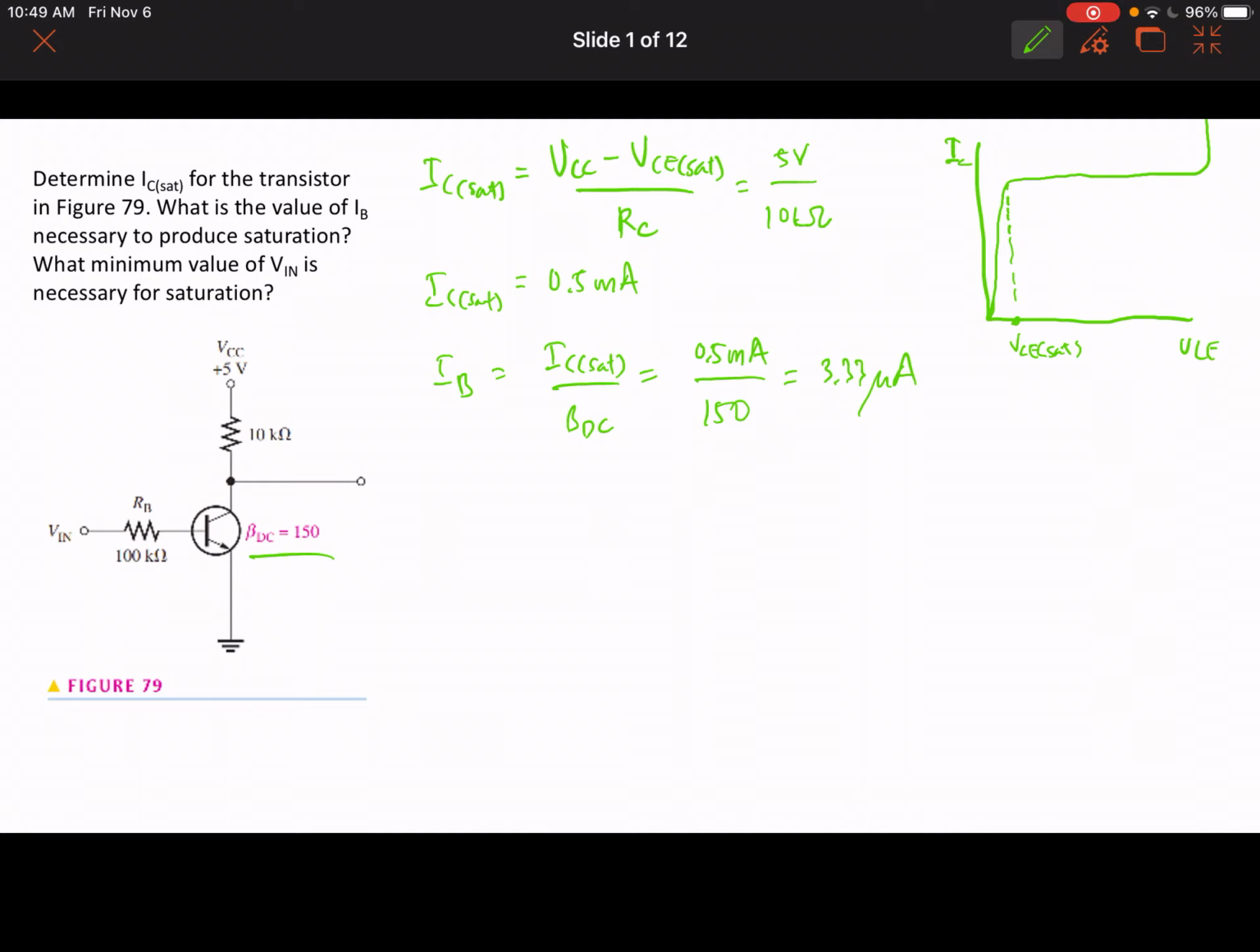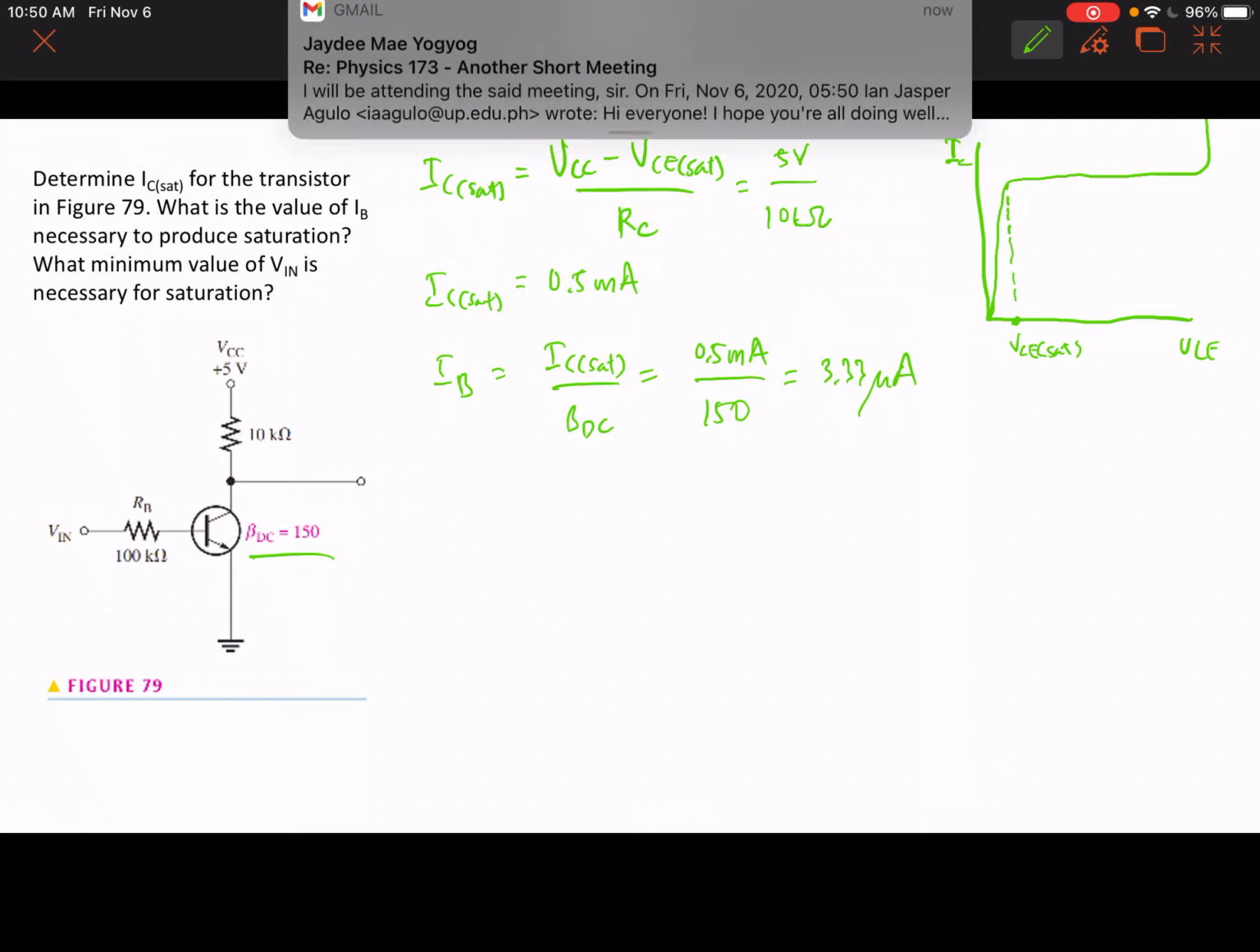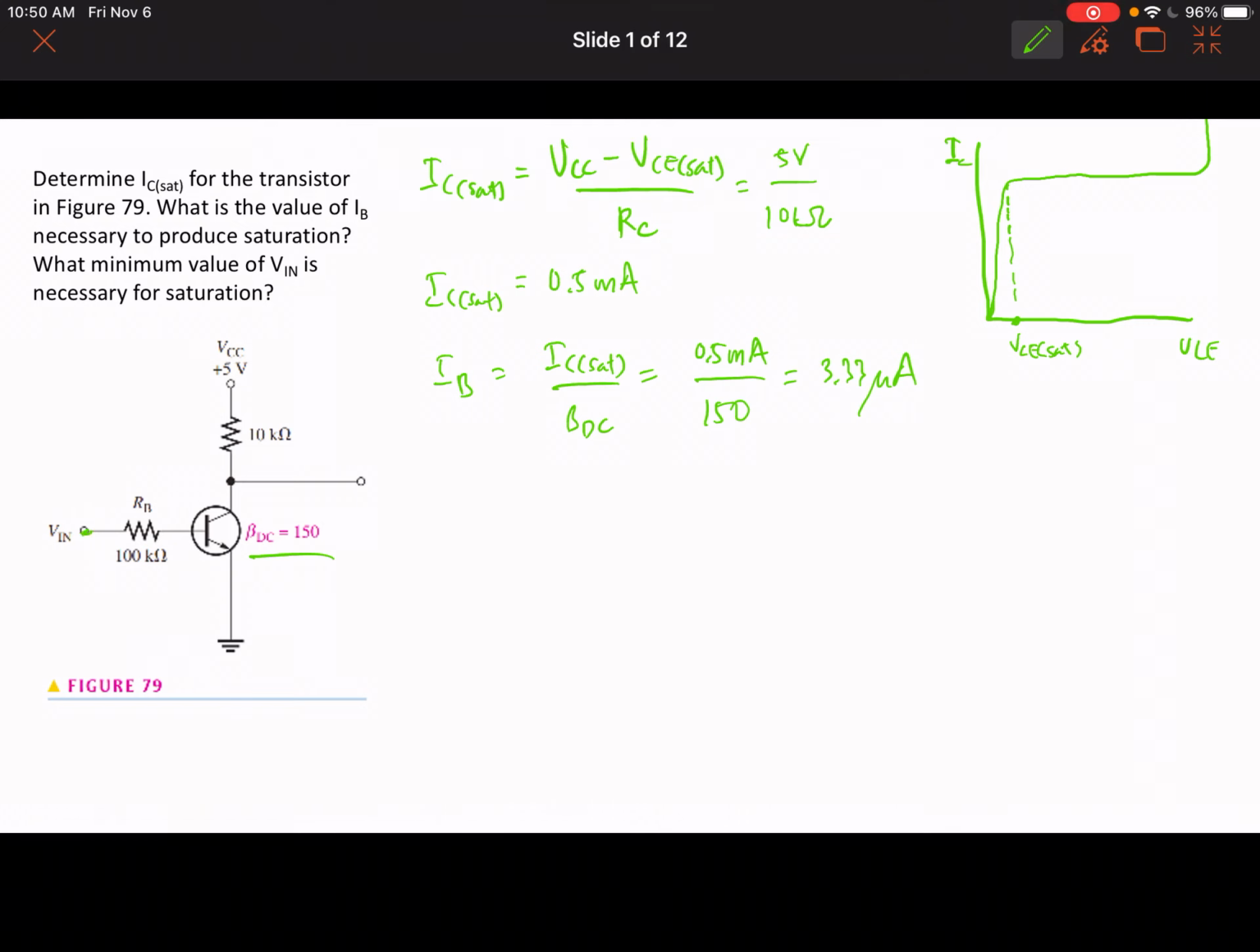Now to get the minimum input voltage to turn on the switch, or to push the transistor to saturation, we first need to account for the voltage across this base resistance here, and then also the voltage across the base-emitter, and that's our Vin.